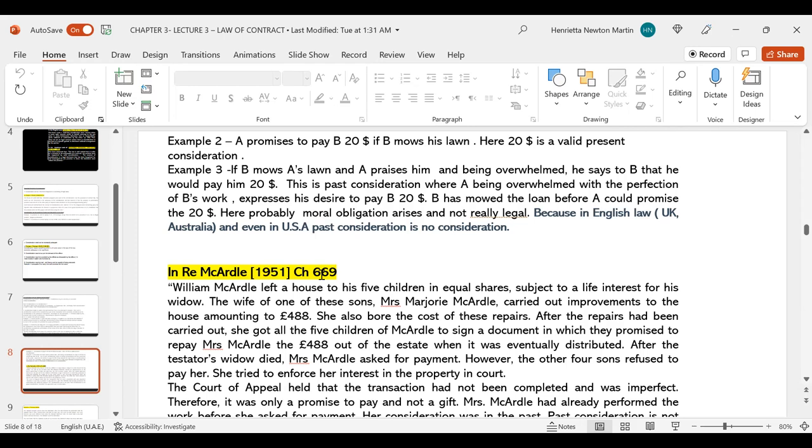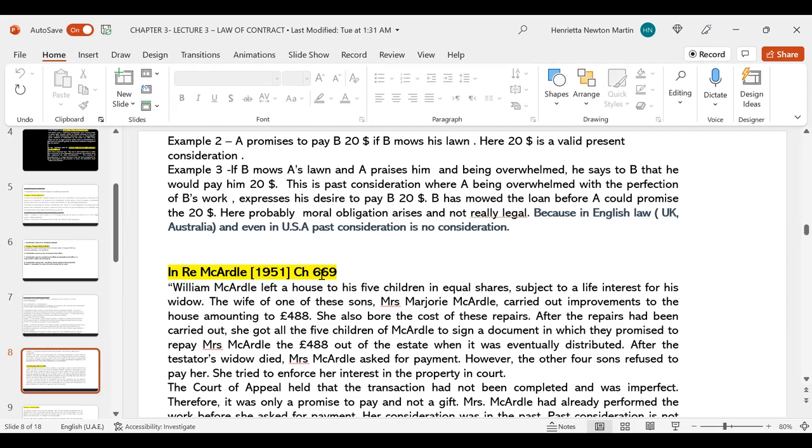So B has mowed the lawn before A could promise the $20. So here probably a moral obligation arises, and not really a legal one. He's morally obligated, yes, because it's a matter of word. Okay, I'm very happy, so I'll pay you $20, and B is entitled to get the $20. It's a moral obligation, but there is nothing legal in this. This is a past consideration. Because in English law, UK, Australia, and even in USA, past consideration is no consideration.